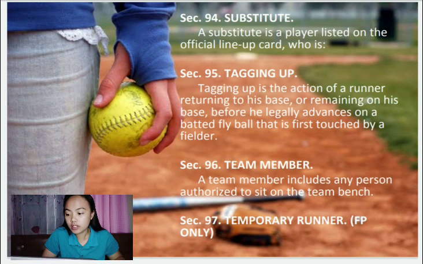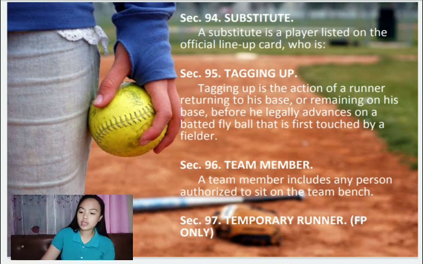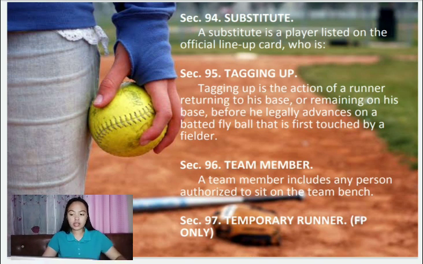Next is section 95, tagging up. Ang tagging up is an action of a runner returning to his base or remaining on his base before he legally advances on a batted fly ball that is first touched by a fielder. Not to be confused with the action of a fielder tagging a base or a runner.